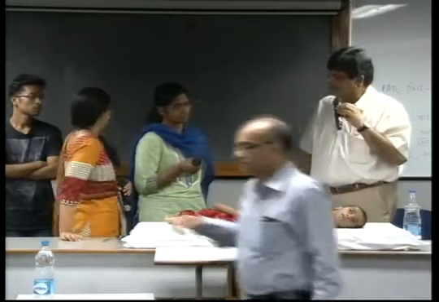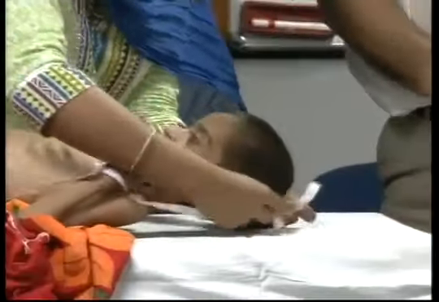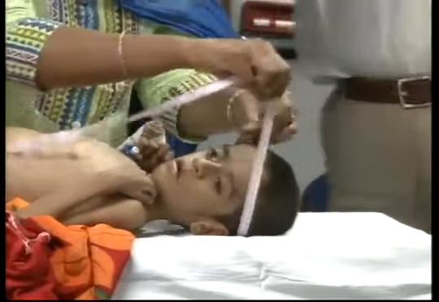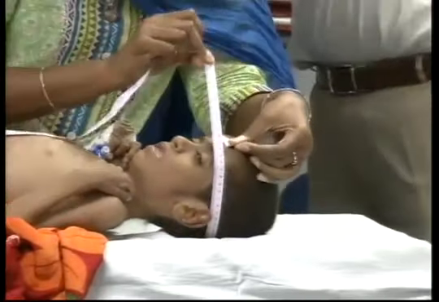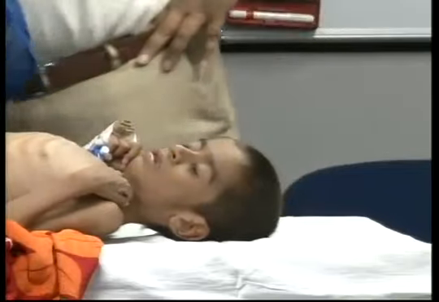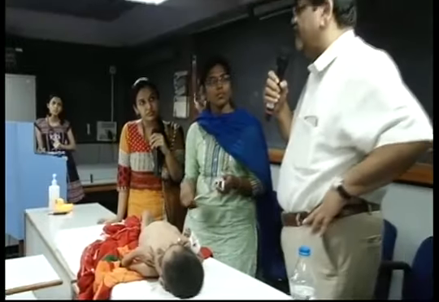What's the head size? 44 centimeters. 44 centimeters, okay. Which is obviously less for his age, right? In the child's notes, what would have helped you in deciding the significance of this head size? Is it antenatal origin or not? No. From the notes, what do you look for?